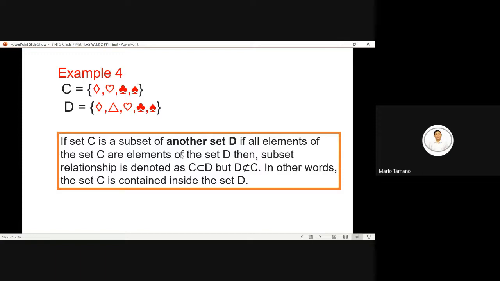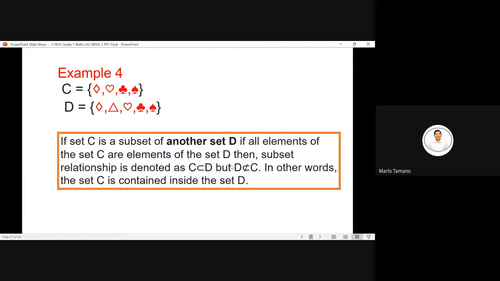So set C is a subset of another set if all elements of set C are elements of set D. Then the subset relationship is denoted as C is a proper subset of D, but D is not a proper subset of C. Now we have here, it looks like letter C, the proper subset, plus this slash. This slash indicates that it negates the proper subset. So that's why we use the word not. So set D is not a proper subset of C.